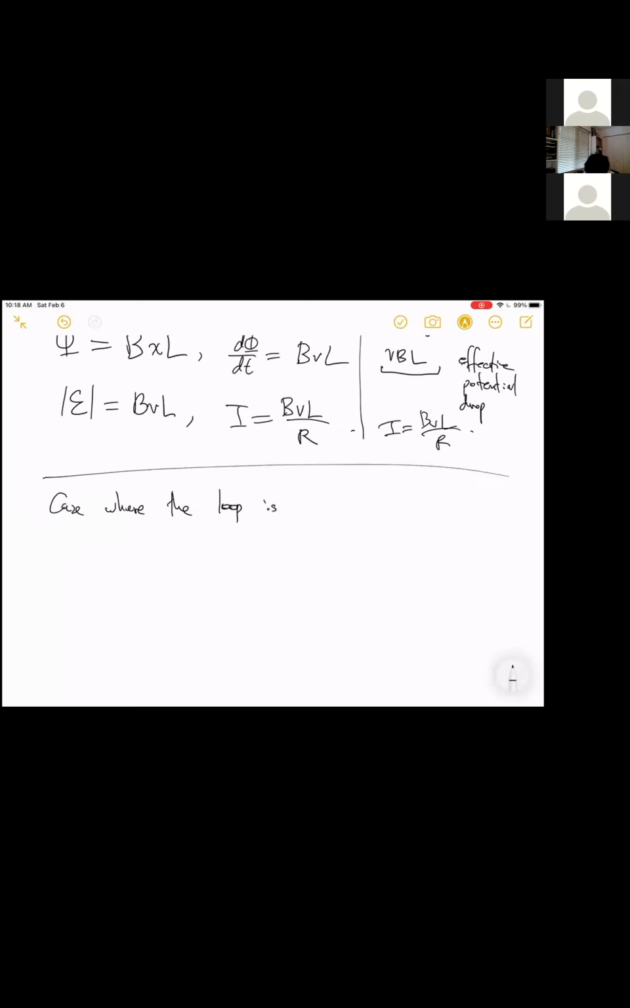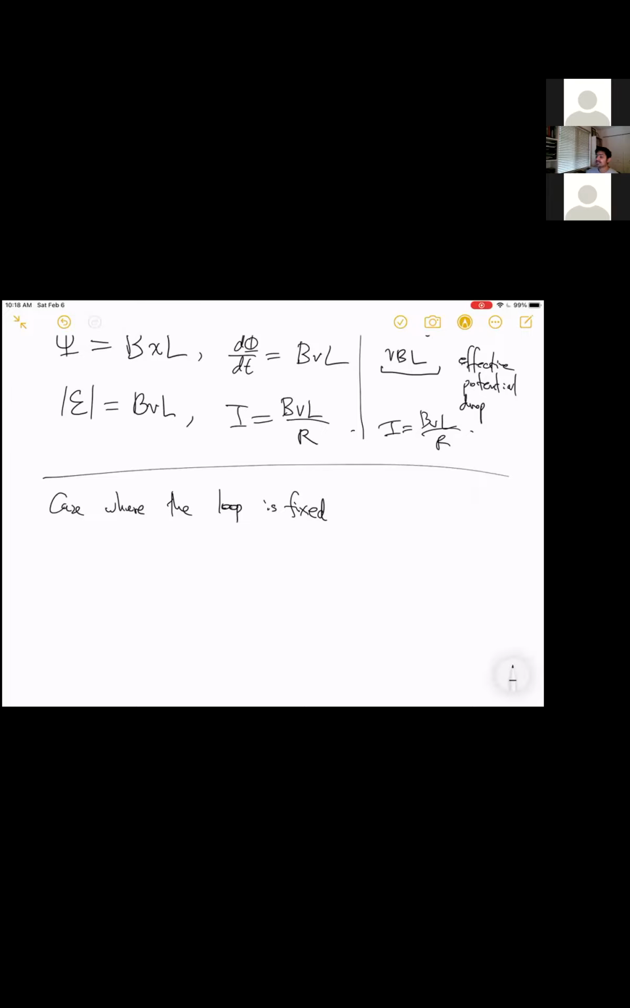Okay. So now the case where the loop is fixed is actually, from a physics point of view, the most interesting case. In this case, the magnetic field is changing in time. And the fundamental physics point is that a changing magnetic field actually induces an electric field.